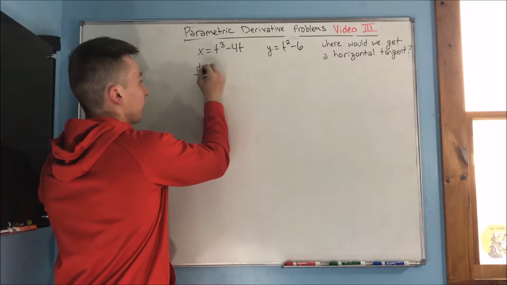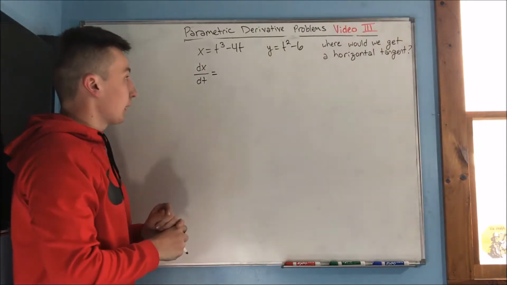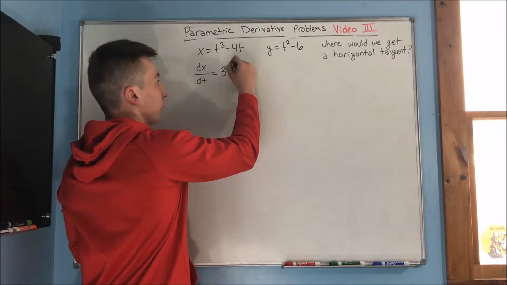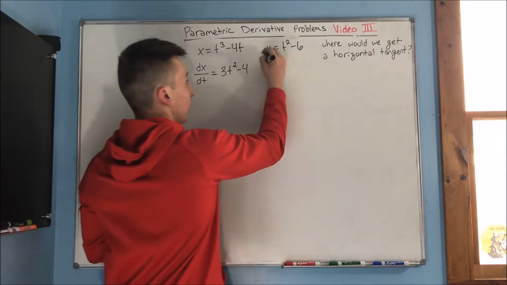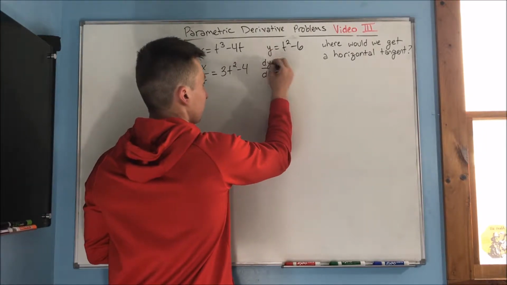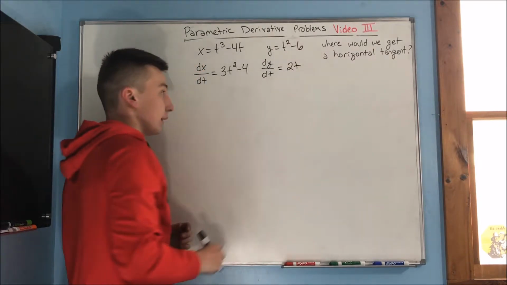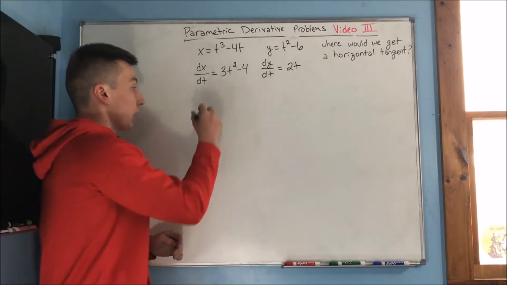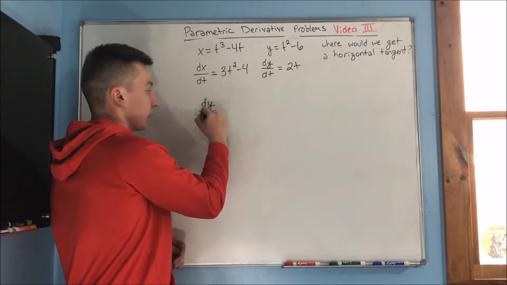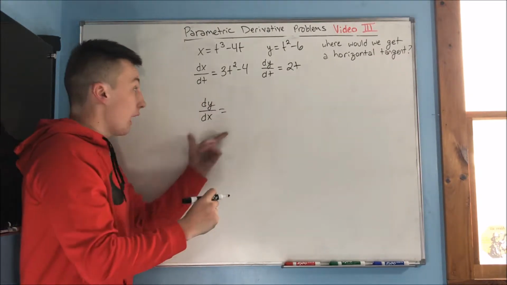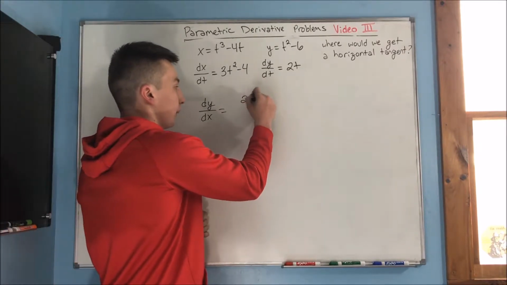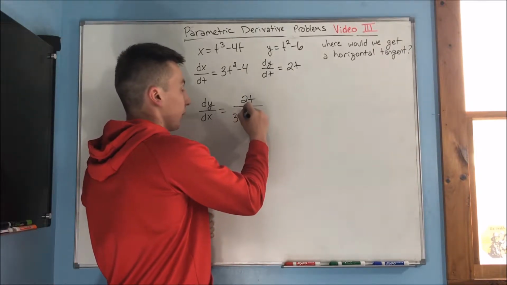We get that our derivative with respect to time of x is going to be 3t squared minus 4. And dy dt is just going to be 2t. Now, we just plug that in to dy dx, and we want to find out where that is 0. So we get 2t over 3t squared minus 4.